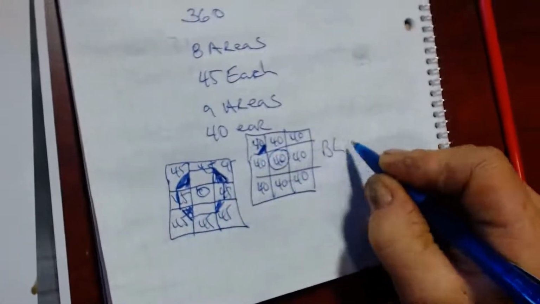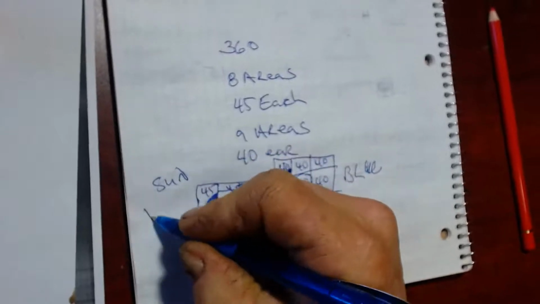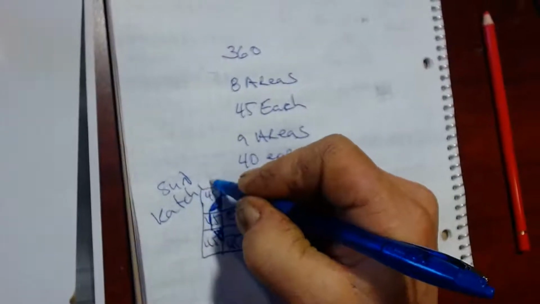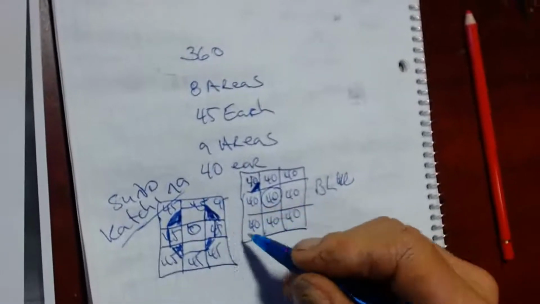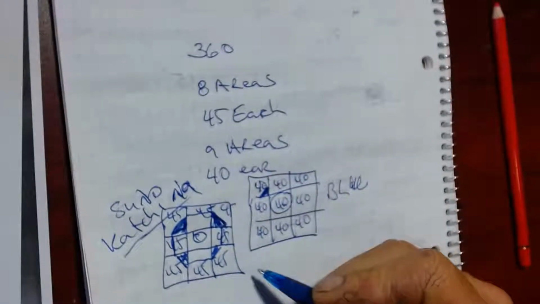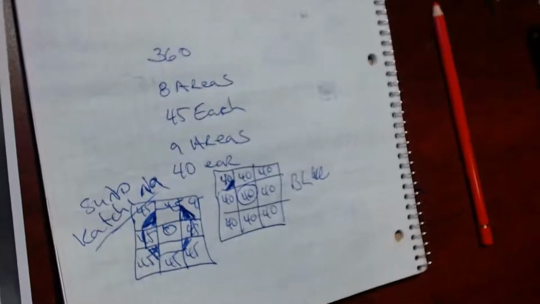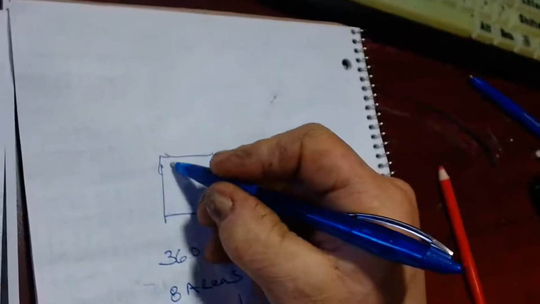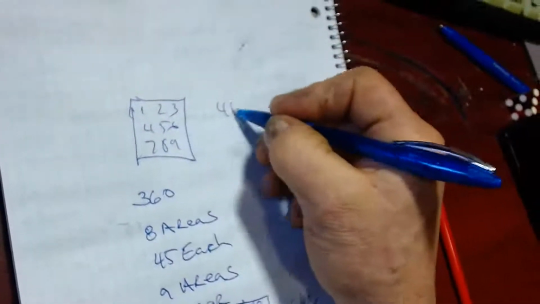This says blue, and this is sun. I like to call it Kachina. I don't know why. But anyways, sun, Kachina, fabricated sun, lots of energy, lots of people. This one will equal 360. This one will equal 360. The other way to calculate it is 1, 2, 3, 4, 5, 6, 7, 8, 9 equals 45.